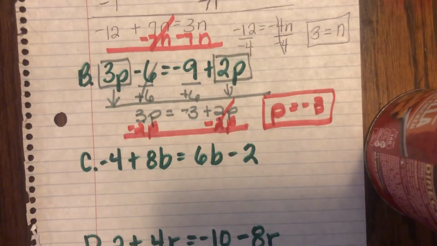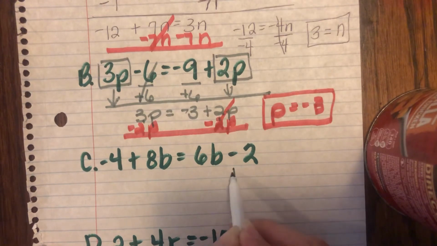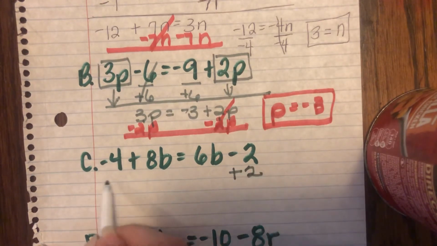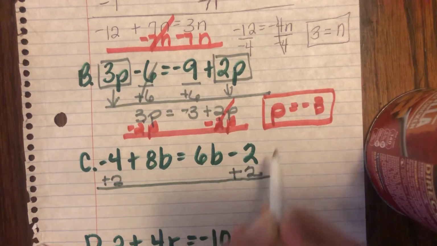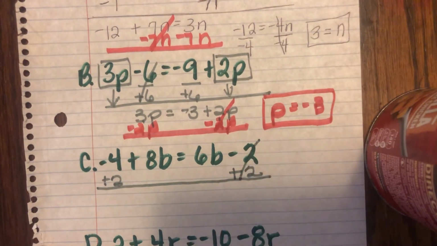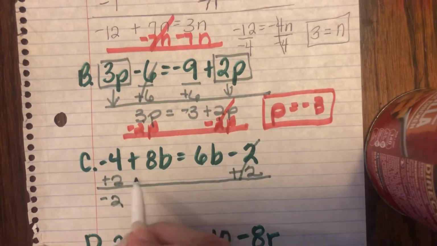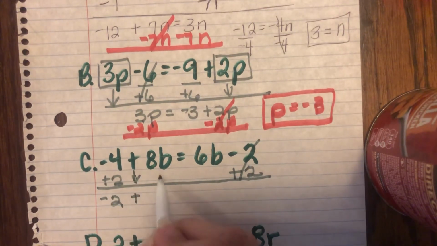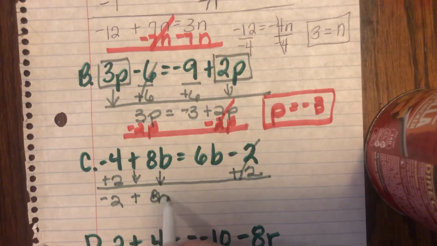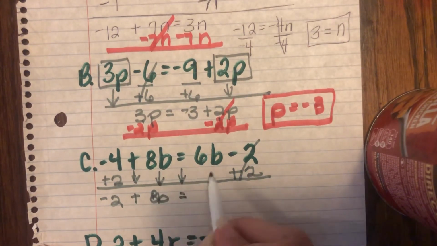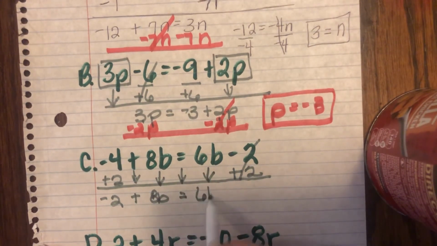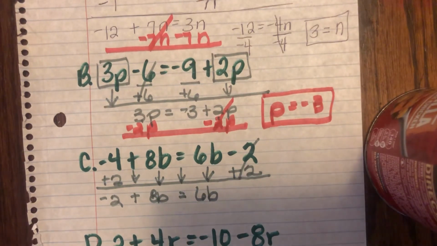Okay, moving on to letter C. So I am going to add 2 to both sides of the equation. He cancels out. This is negative 2. I'm going to bring down my plus sign. I'm going to bring down my 8b. I'm going to bring down my equal sign. I'm going to bring down my 6b. Just like to rewrite everything.